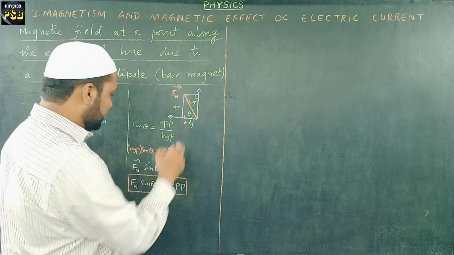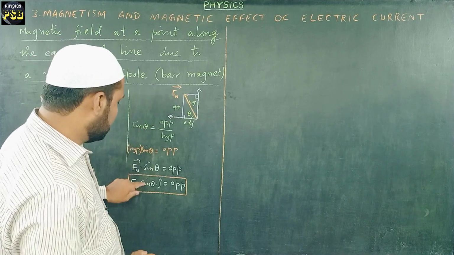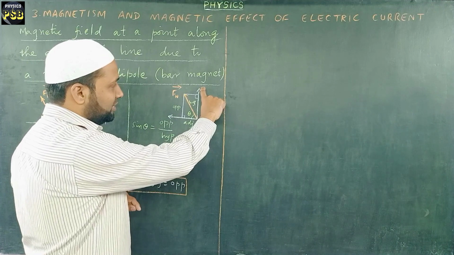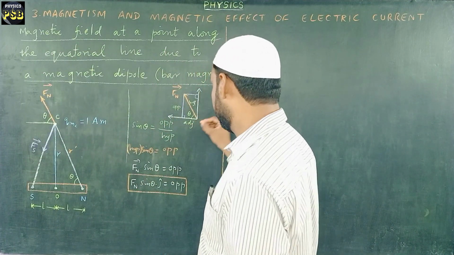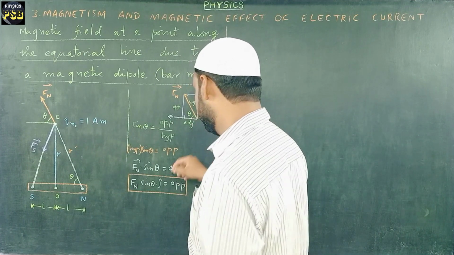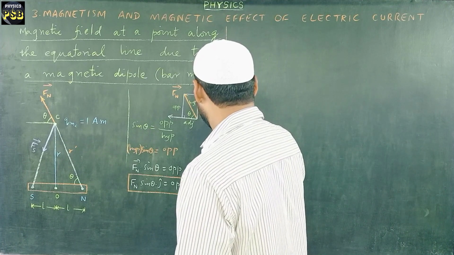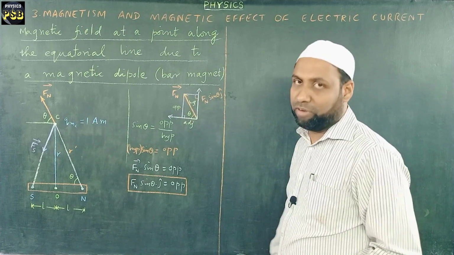Now the value of this side is nothing but Fn sin theta j cap. If this is Fn sin theta j cap, then the value of this side, which is parallel to this line, is also Fn sin theta j cap. This is the vertical component of Fn vector.